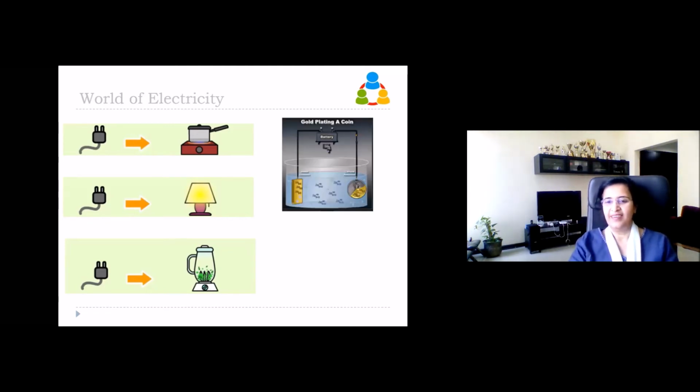Now here, in gold plating, how is the electrical energy converted, and into what? You know this gold bar, and this is a coin. In this process, the coin will be coated with gold atoms, and then it will become gold. The electrical energy is being converted into what? Can you imagine what electrical energy is getting converted to?